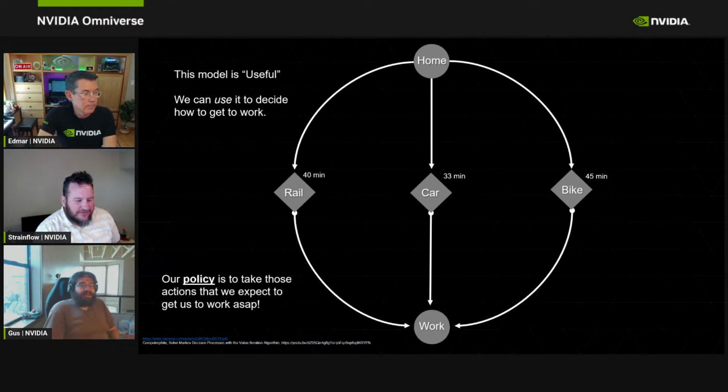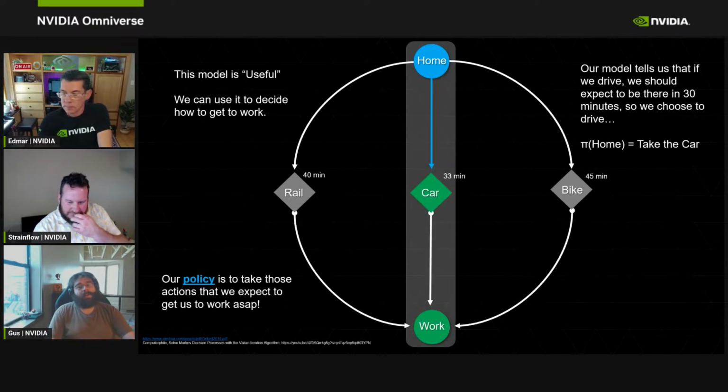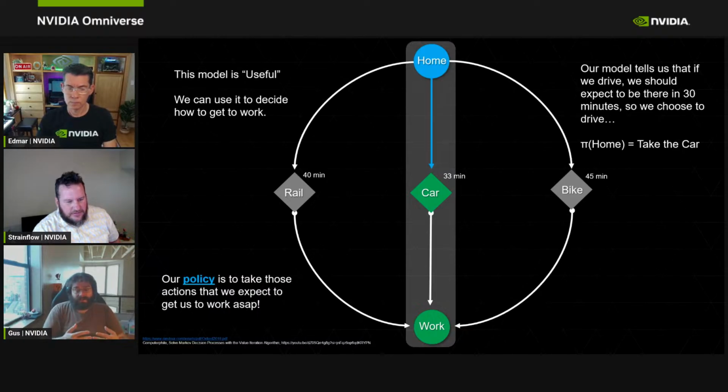That's right. It's not a super useful policy or model to learn a policy on, because our model tells us that if we want to get to work as quickly as possible, so if we decide that our strategy for getting to work is going to be to get there with as little time as we need, that's our policy, to take those actions that we expect to get us to work as soon as possible. While our model tells us that we should take the car. So the policy result for the argument state home, so pi of home, is take the car. That's the action we should take in that state.